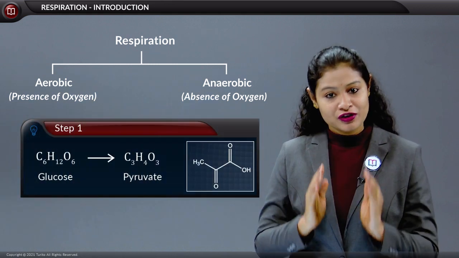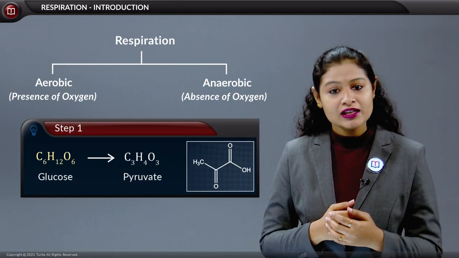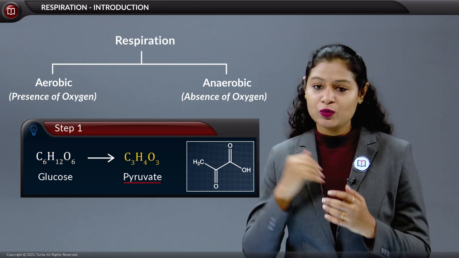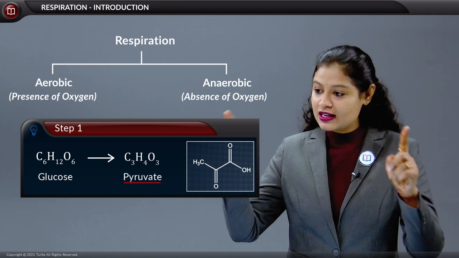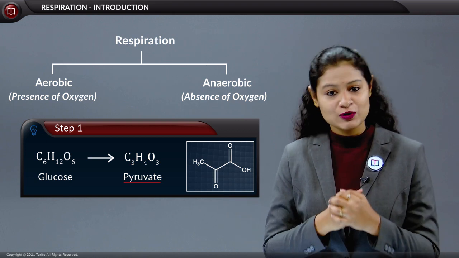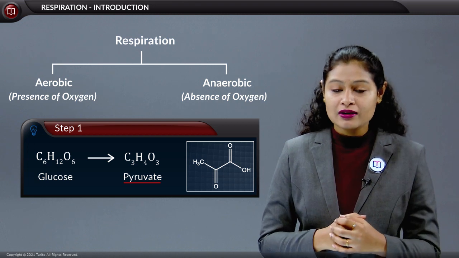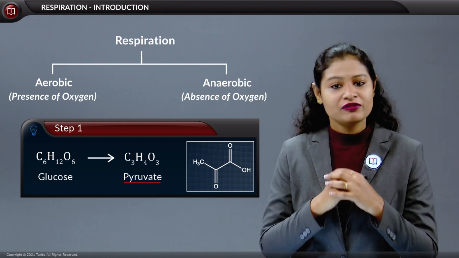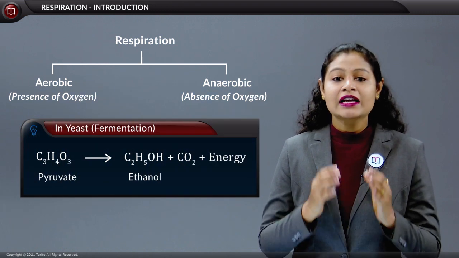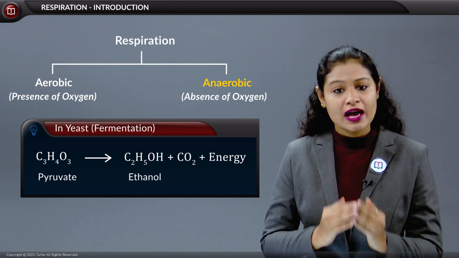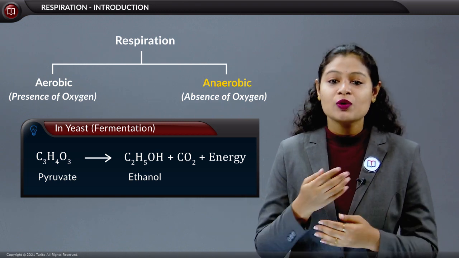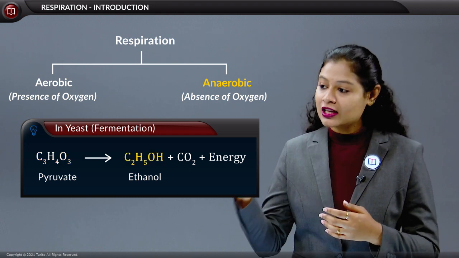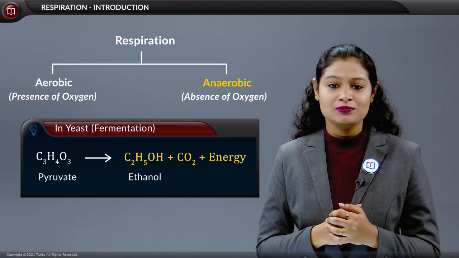The first step of respiration is always breakdown of glucose molecules into a 3-carbon molecule called pyruvate with release of energy. And this entire process is happening inside the cytoplasm. Now, in diverse organisms, we see that there are different methods for the process of respiration. If we take yeast for example, it shows the fermentation process which is anaerobic in nature. Here the pyruvate is broken down further into ethanol and carbon dioxide with release of energy.